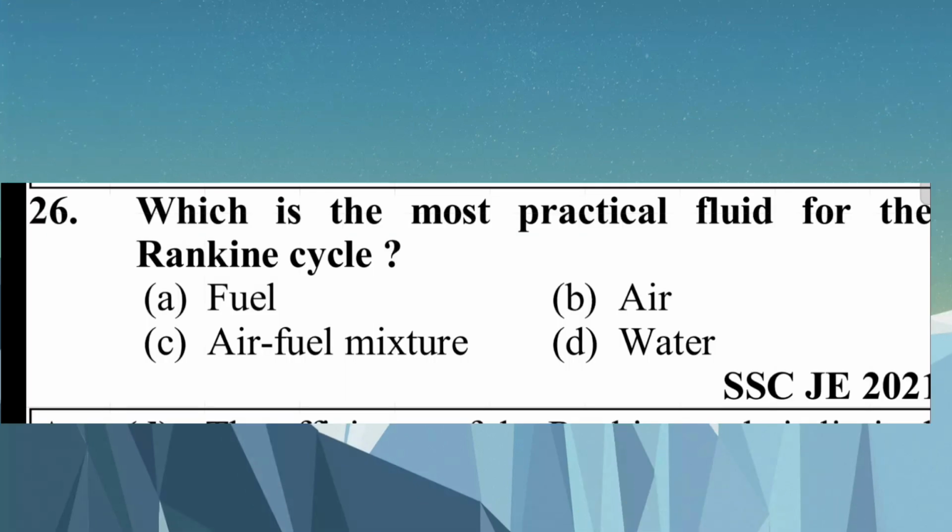Question number 26. Which is the most practical fluid for the Rankine cycle? A. Fuel. B. Air. C. Air fuel mixture. D. Water. D. Water. Rankine cycle working fluid is water.